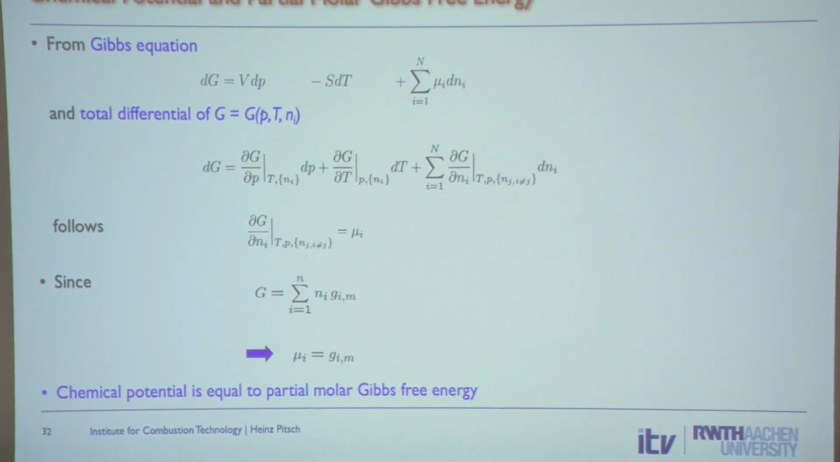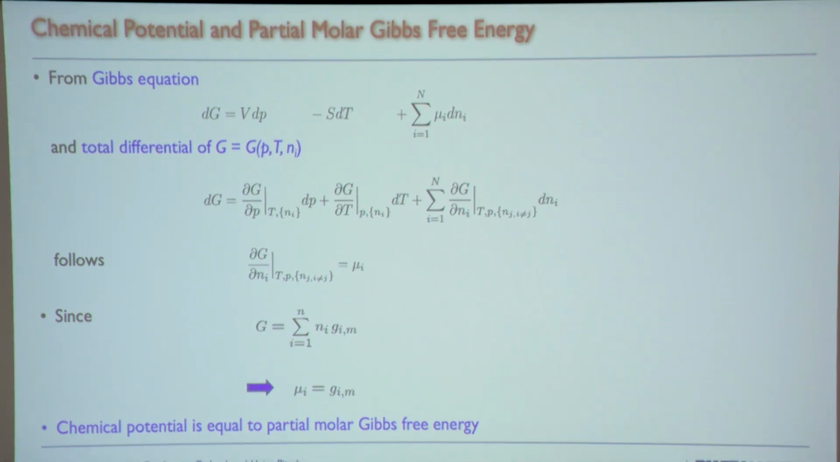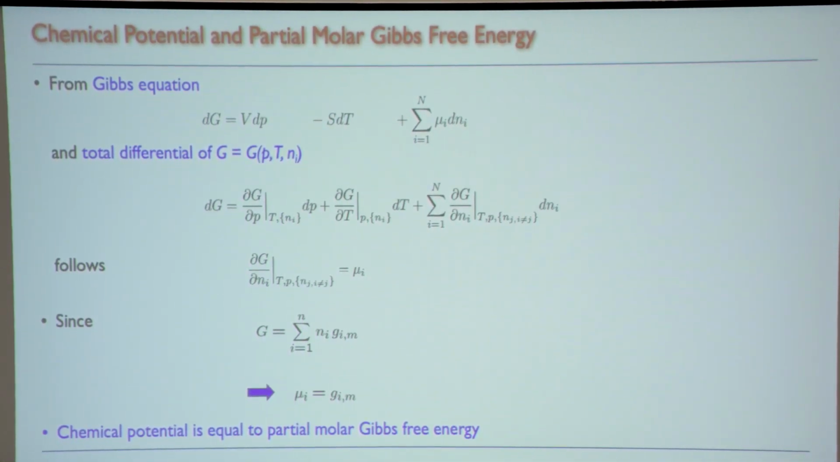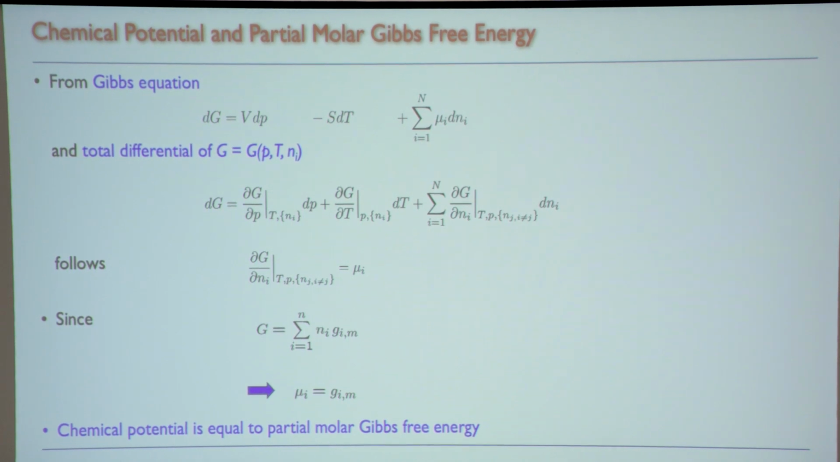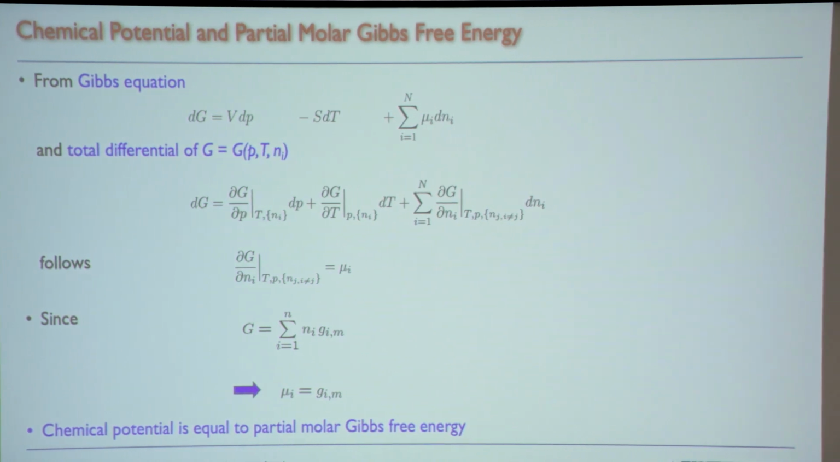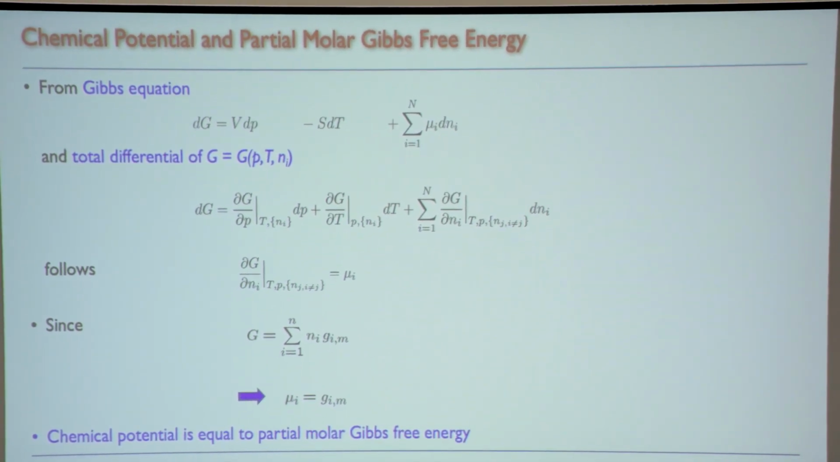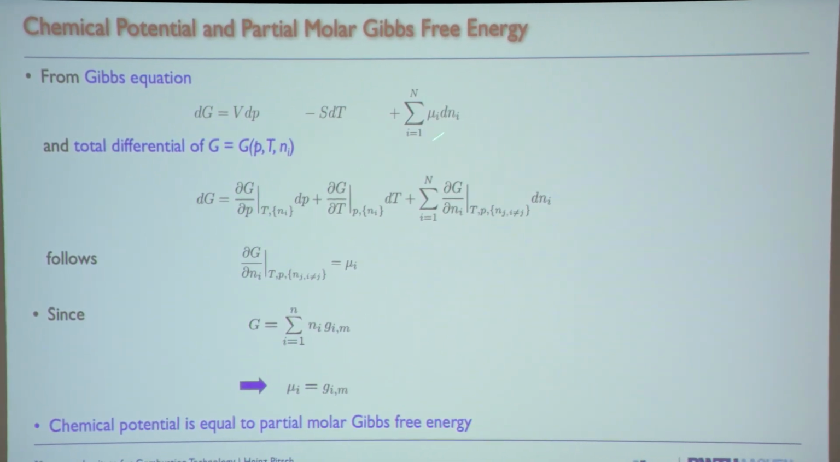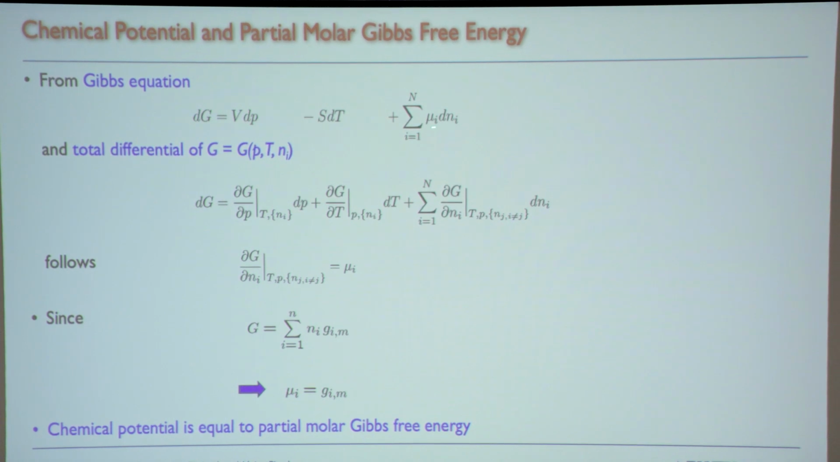So we have an equation and we consider a system which is now at constant temperature and constant pressure, and now we want to see when chemical equilibrium is reached. And so at constant temperature and pressure, the first two terms are 0, and then the question is, when is this equal to 0? That's when chemical equilibrium is reached.